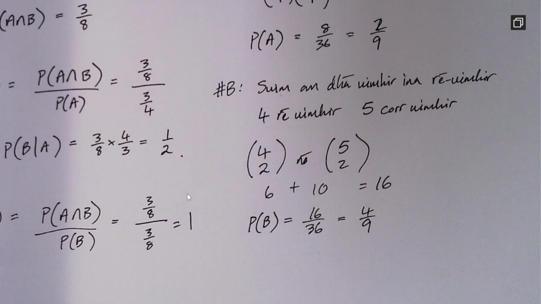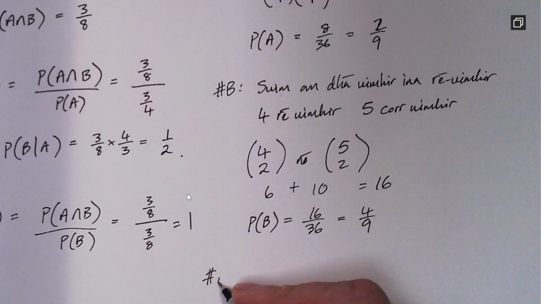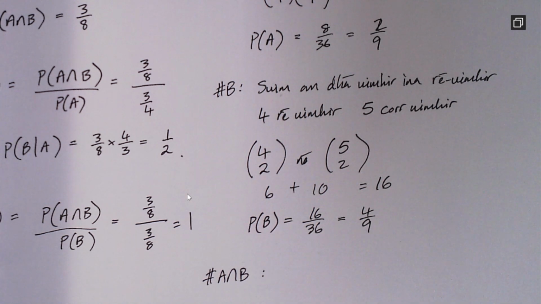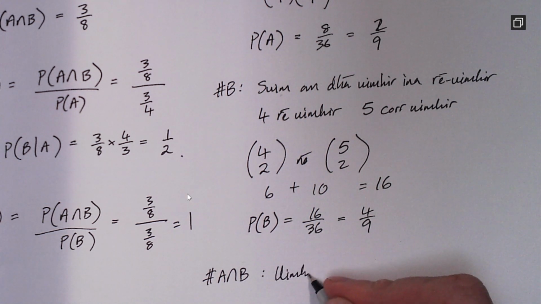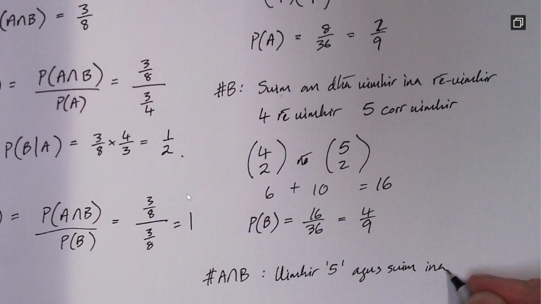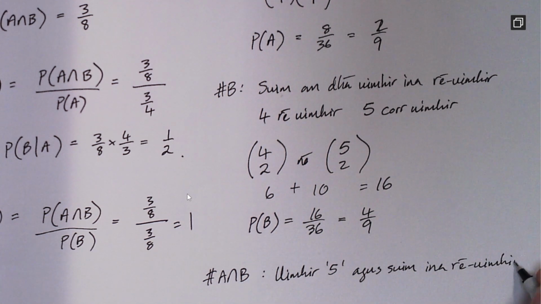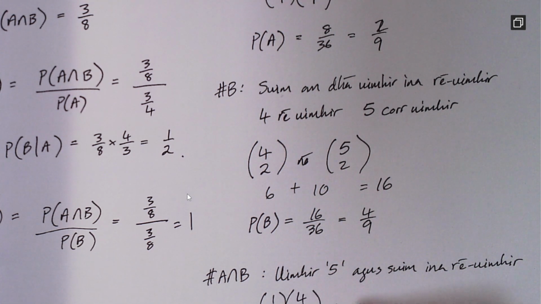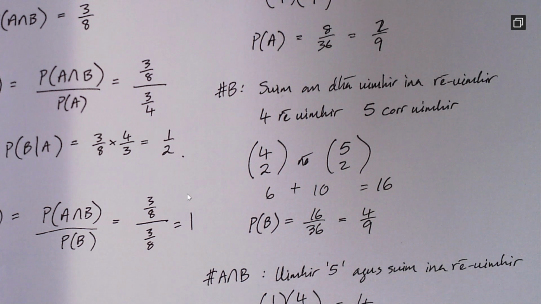Okay, next we need the cardinal number of A intersection B. That means one of the numbers is 5 and the sum is even, so the other number must be odd, since 5 is odd. So the cardinal number of A intersection B is the number of odd choices for the other number.